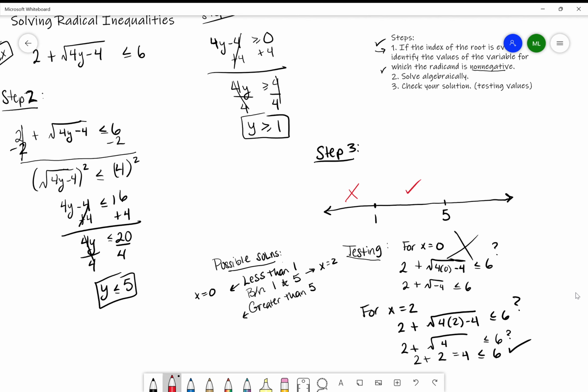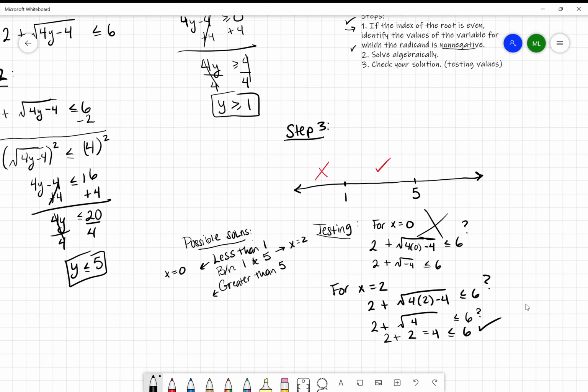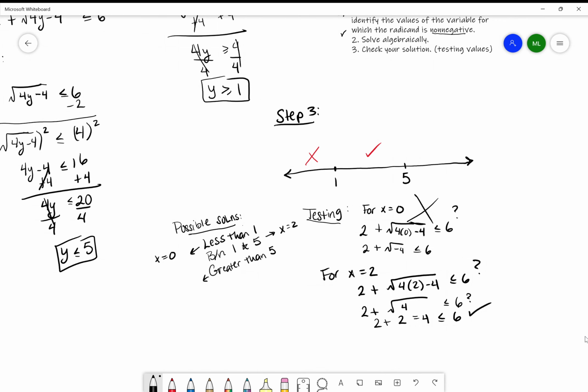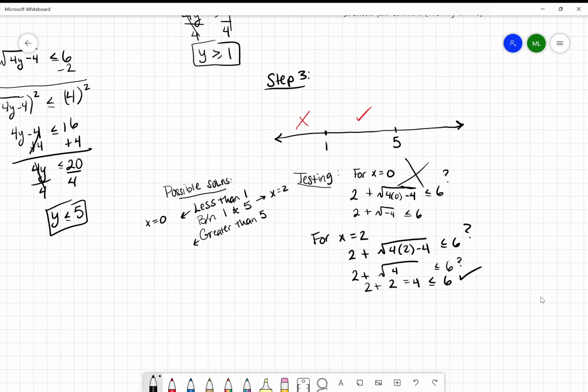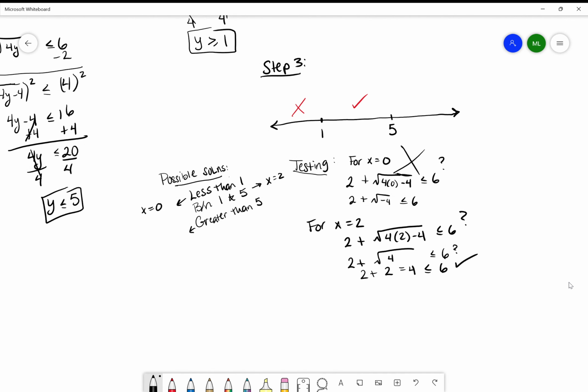Now let's try greater than 5. Let me scooch down some more. Okay, so now let's test a value greater than 5. You can go as big as you want, you can go up to 100, whatever, as long as it's greater than 5. So let's see, what will I choose? I'll choose 12. I'm going to let x equal 12.